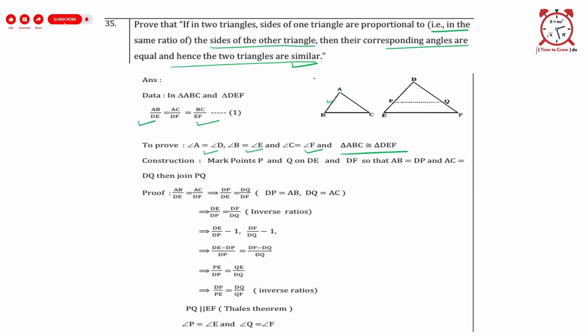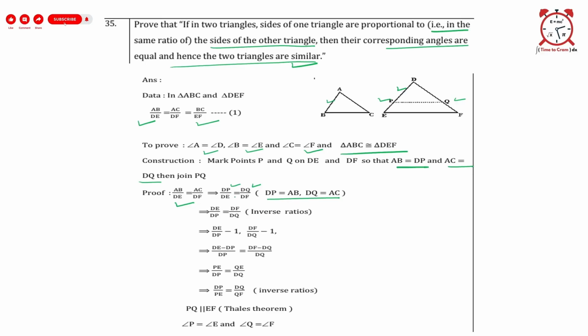So what is the measure AB? By construction, you will make a DP here. Means by construction, we are considering AB equal to DP. Same way, AC equal to DQ we are taking, means P and Q points we are considering in that way. AB equal to DP and AC equal to DQ. So this is the given. From this, in place of AB we are keeping DP, and in place of AC we are keeping DQ, because it is given.